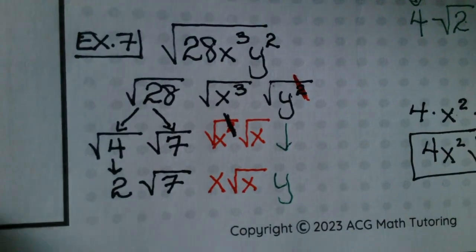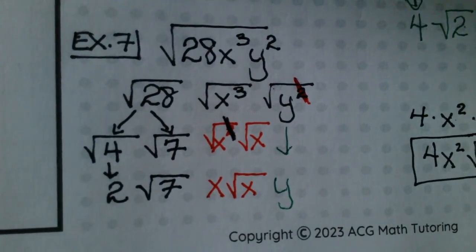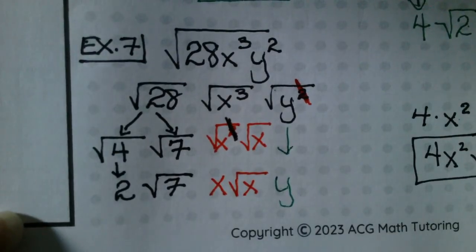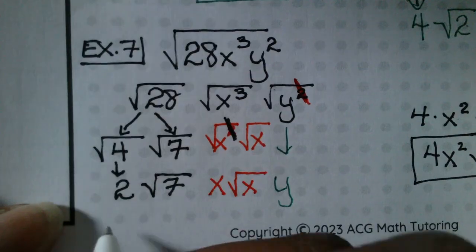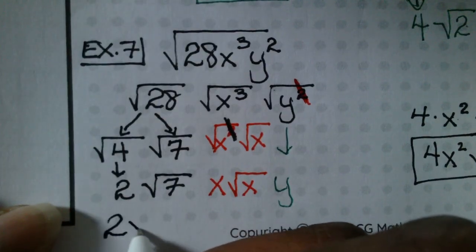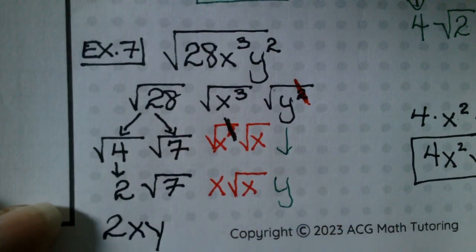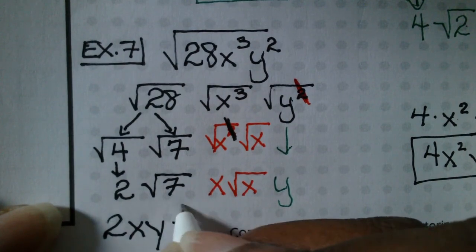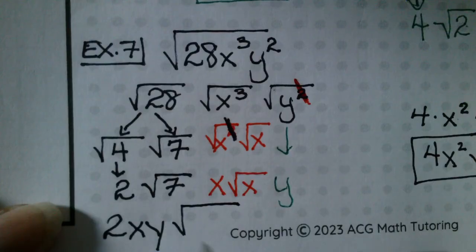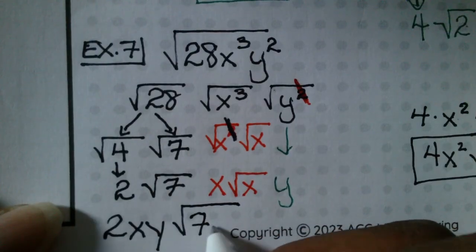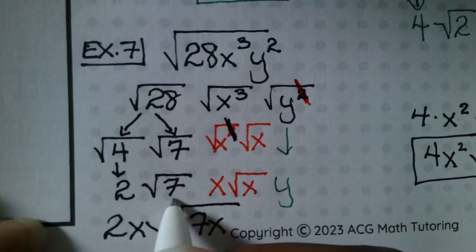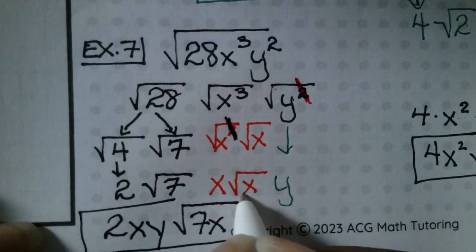So now all we have to do is clean this up. Anything that's not under a radical, make it into your 2, your x, y, and then you gather everything that is still under a radical, which is your 7x. This is your answer.